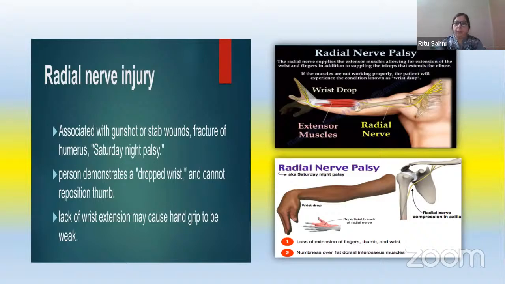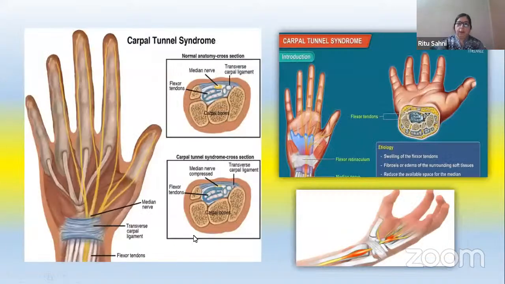So radial nerve palsy, also known as Saturday night palsy, involves loss of extension of the fingers, thumb and wrist, and numbness over the dorsal interosseous muscle. And this is carpal tunnel syndrome, which we have already seen in our anatomy section: how the tendons look normally, and how they look when there is carpal tunnel syndrome. The median nerve is compressed under the transverse carpal ligament; these are the tendons, and this is the way the nerve comes through.